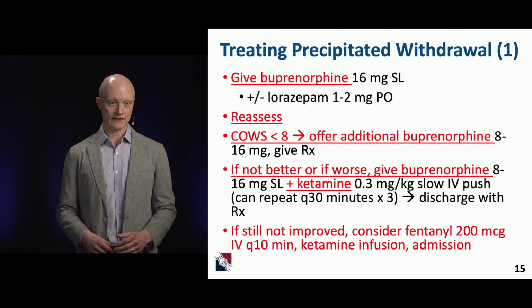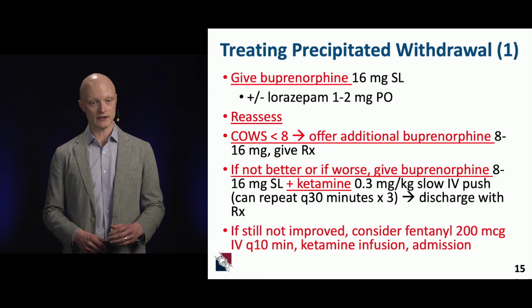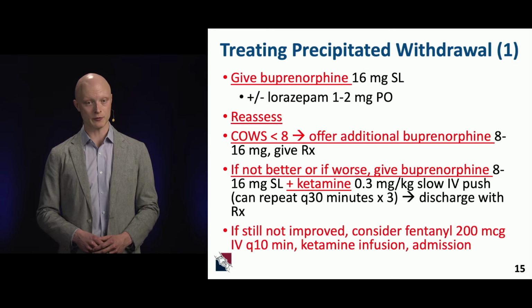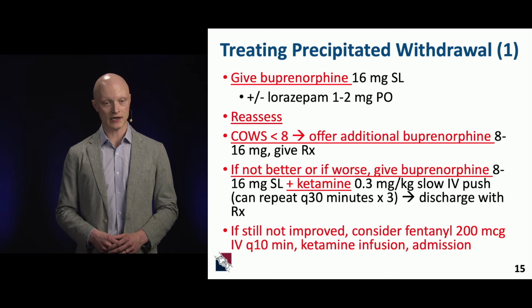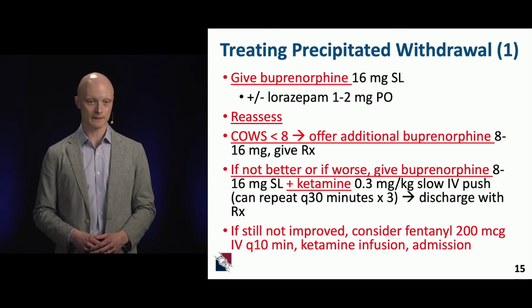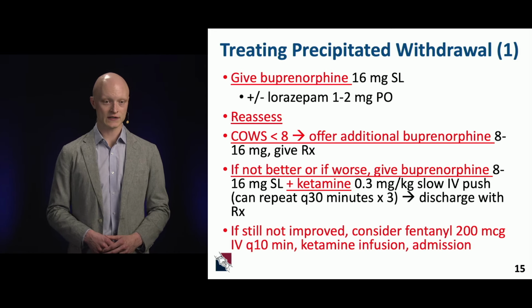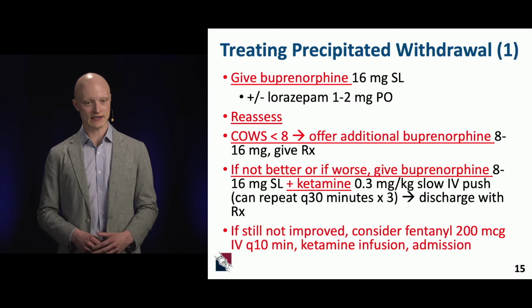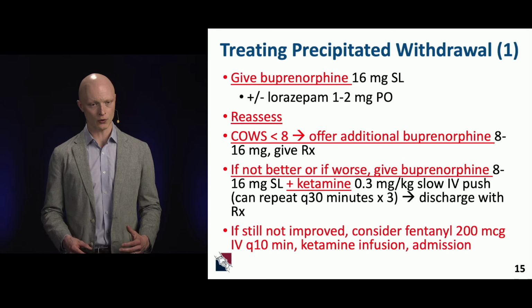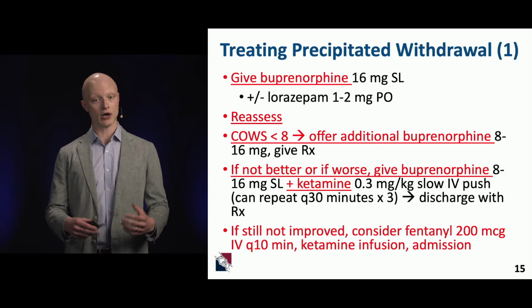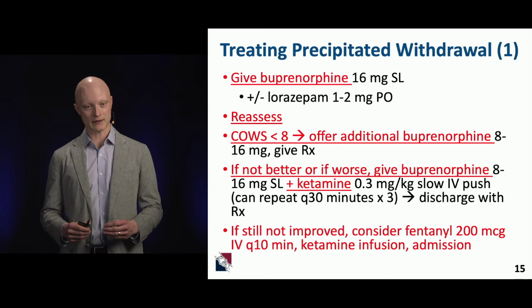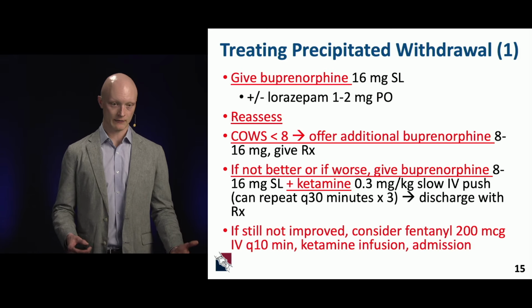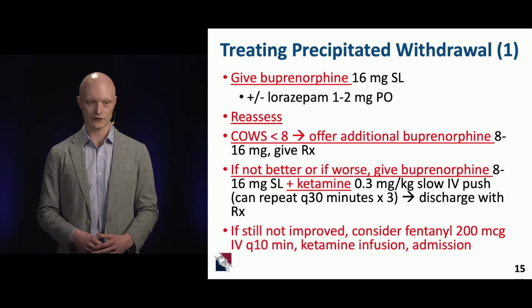So our patient here, let's say that they went into precipitated withdrawal. We can then give them a relatively higher dose of buprenorphine at 16 milligrams. In combination with a moderate dose of lorazepam, often just a milligram PO, patients may feel significantly better. So you can try these two medications, wait 15 to 30 minutes, and then reassess the patient. If their COWS score has decreased to less than 8, you can offer them an additional dose of buprenorphine between 8 and 16 milligrams in order to make them feel a little bit better. Or you can just send them home with a prescription if they would not like an additional dose.